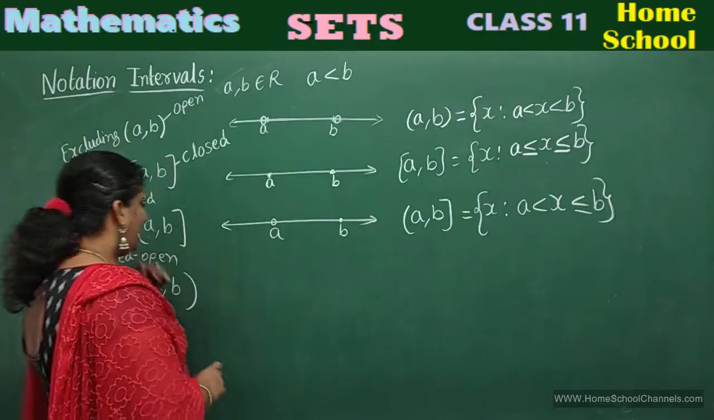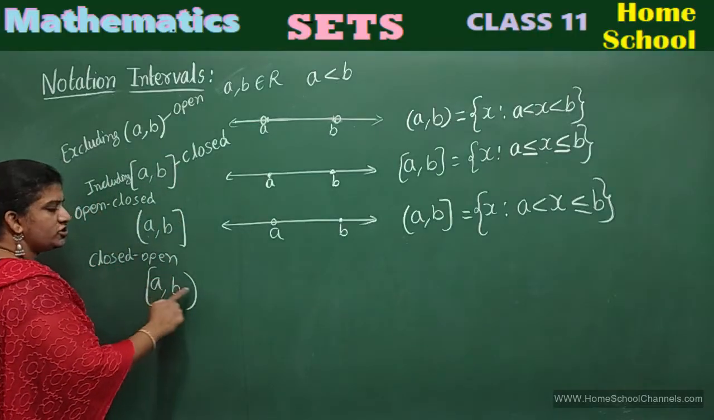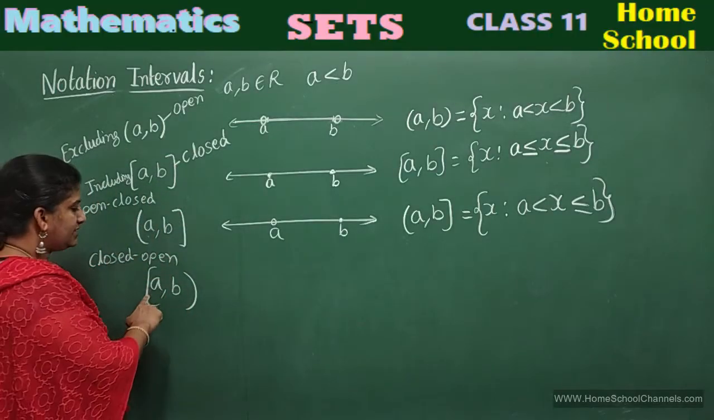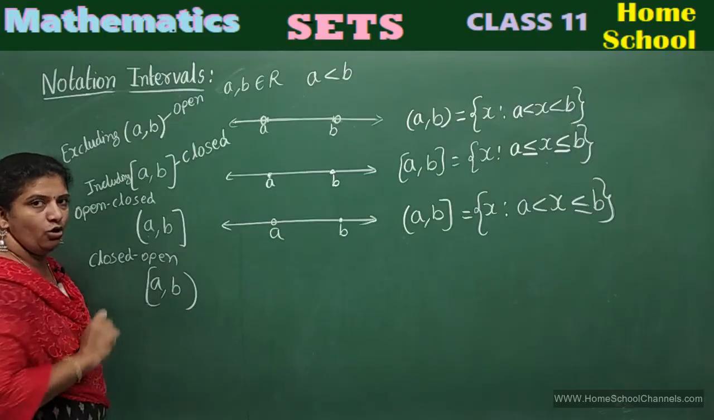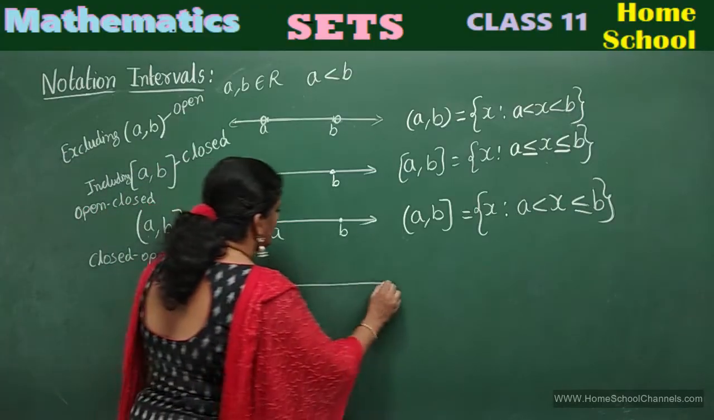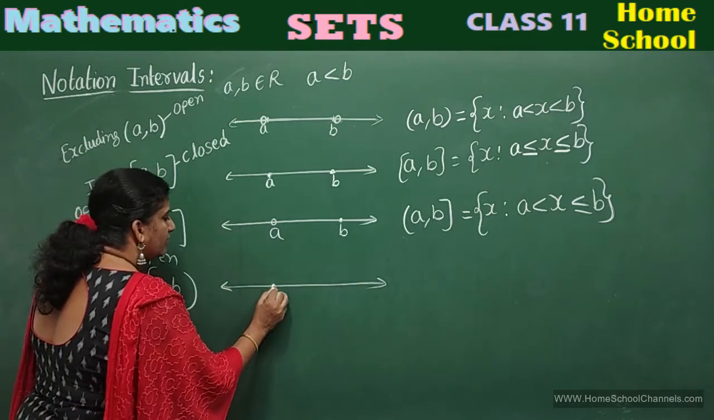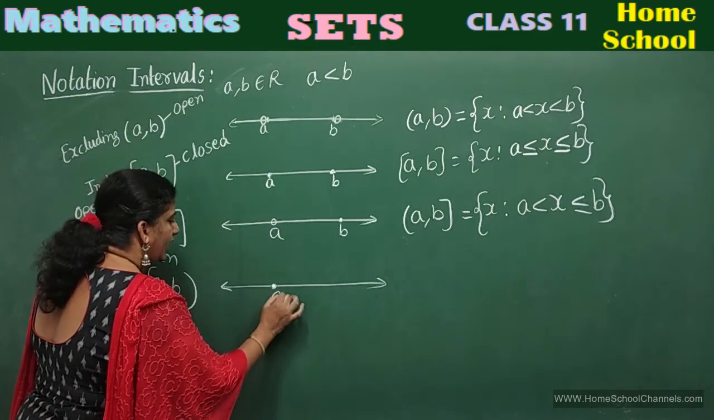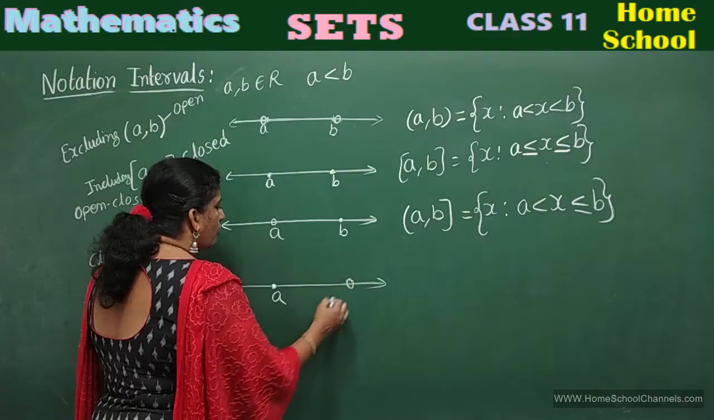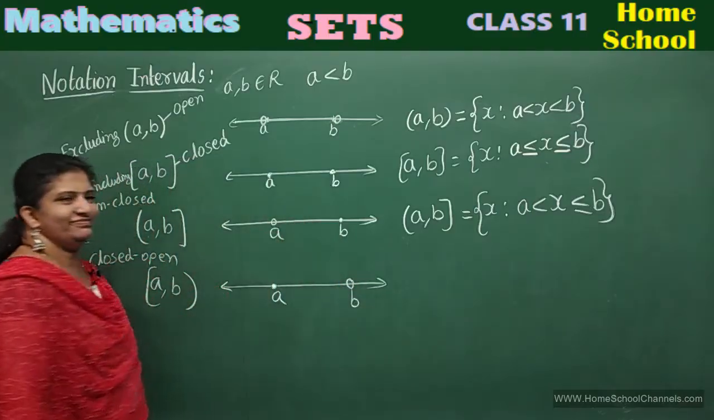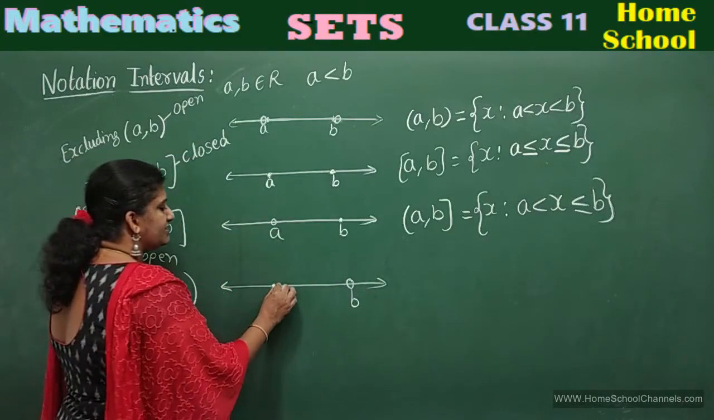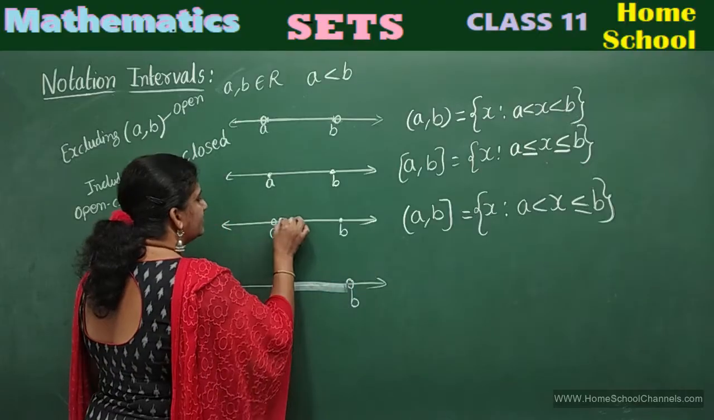Okay. Same manner, last bracket: closed, open. This side closed and this side open. That means on a number line, closed, see, close the dot at A; open, open round at B. Okay. This is the part you need to consider.